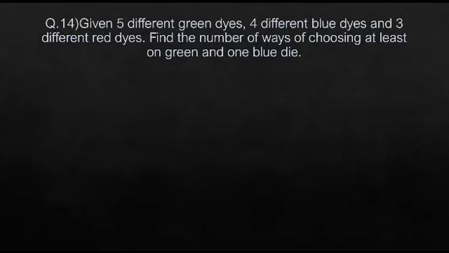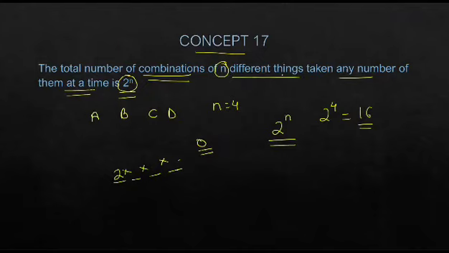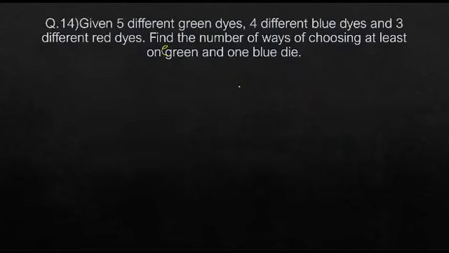Given 5 different green dice, 4 different blue dice and 3 different red dice, find the number of ways of choosing at least one green and one blue die. So here, what happens is, different things. We also need to focus on this thing, that all these n objects need to be different. None of them can be the same or identical. This is also one thing that we need to focus upon, because there can be similar questions which include identical objects. So we need to focus on every detail.